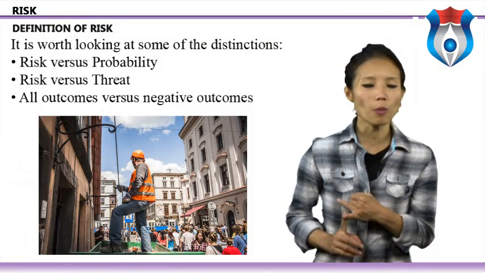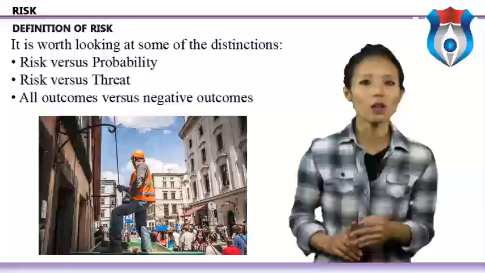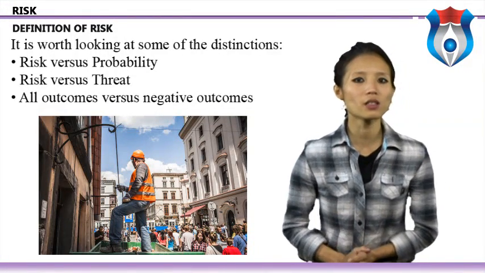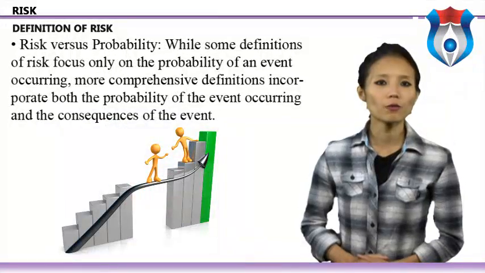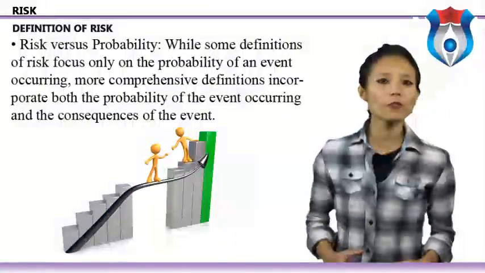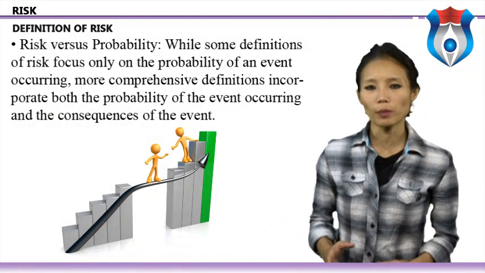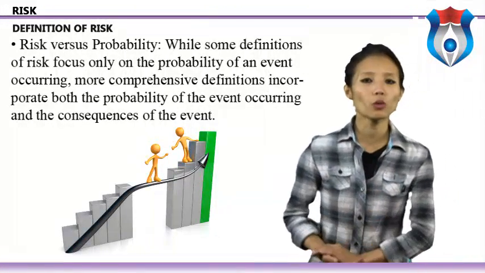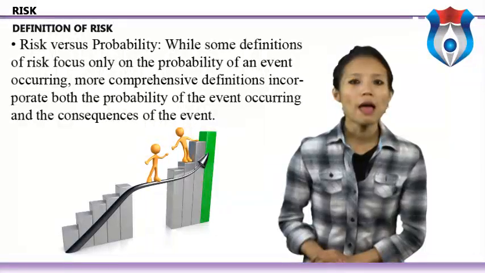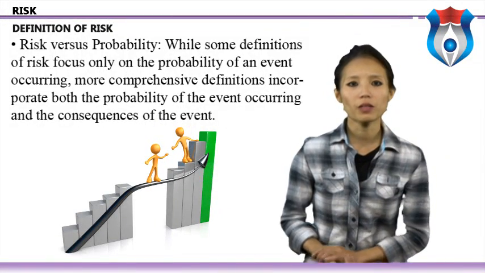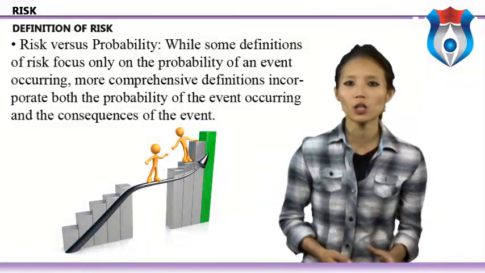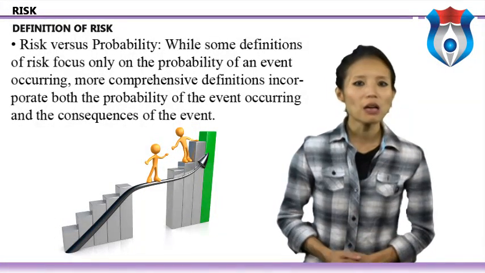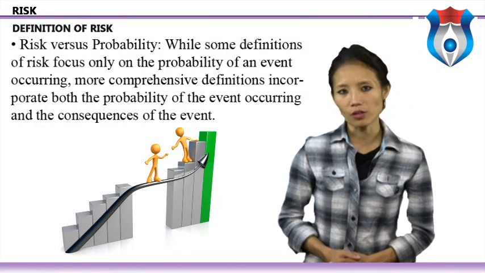Risk versus probability, risk versus threat, all outcomes versus negative outcomes. Now let us understand these terms. Risk versus probability. While some definitions of risk focus only on the probability of an event occurring, more comprehensive definitions incorporate both the probability of the event occurring and the consequences of the event. Thus, the probability of a severe earthquake may be very small, but the consequences are so catastrophic that it would be categorized as a high-risk event.